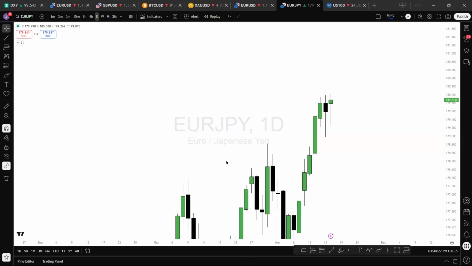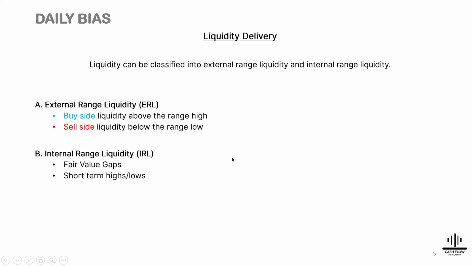Bullish. Then now the last concept, which is liquidity delivery. Liquidity can be classified into external liquidity, ERL, and internal liquidity. These are the two kinds of liquidity we have based on liquidity delivery. All right. So external liquidity are buy-side liquidity found above range high or swing high, or sell-side liquidity found below swing lows or range lows. All right. Then internal liquidity are the fair value gaps we find inside the price range or the short-term highs and lows.